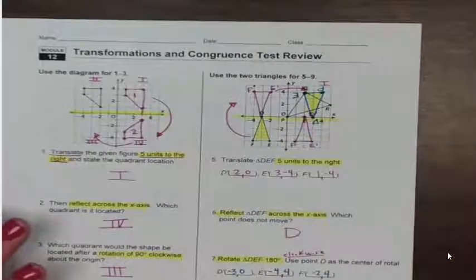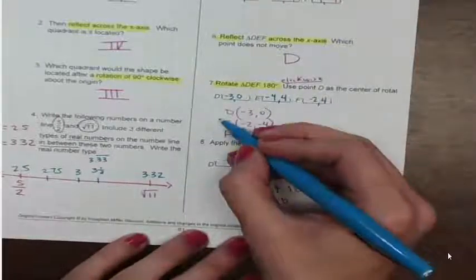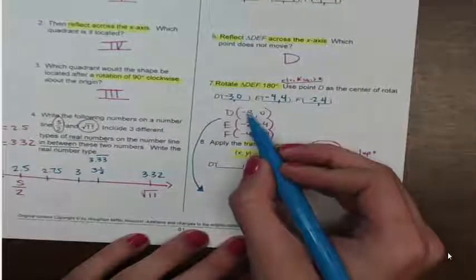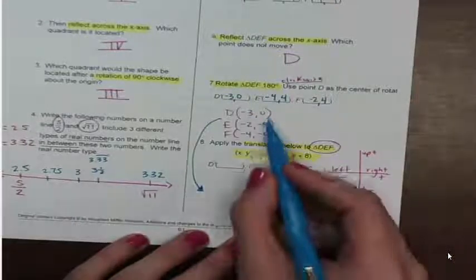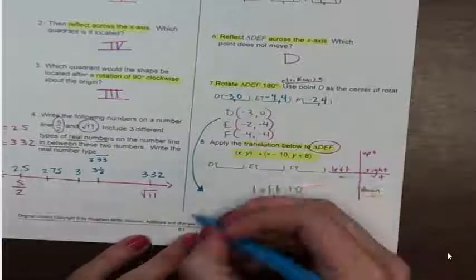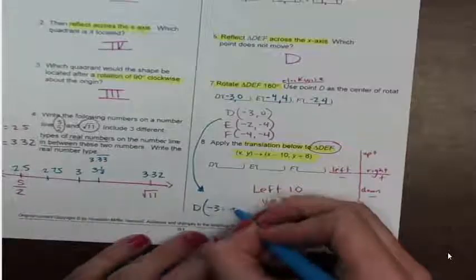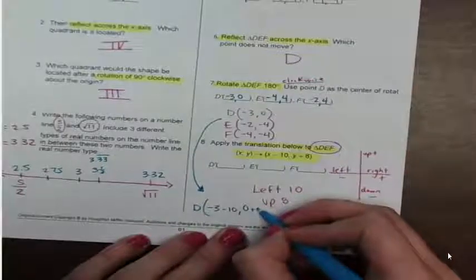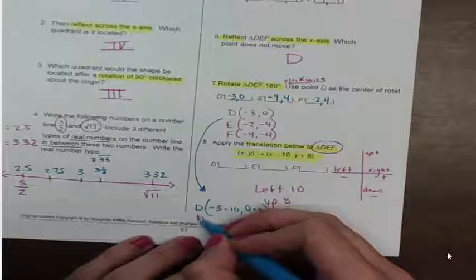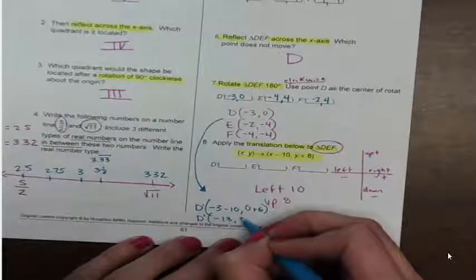I could graph these on graph paper, or remember with the rule, I can take the original points, which we listed up here, and I can just subtract 10 from the x's and add 8 to the y's, and I should get my answer. So again, for D, I'm going to subtract 10 from the original, so negative 3 minus 10, and with the 0, I'm going to add 8. So my new point for D prime is going to be negative 13, 8.